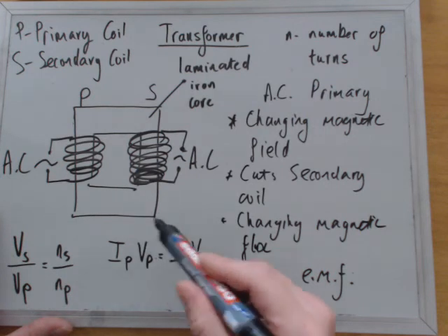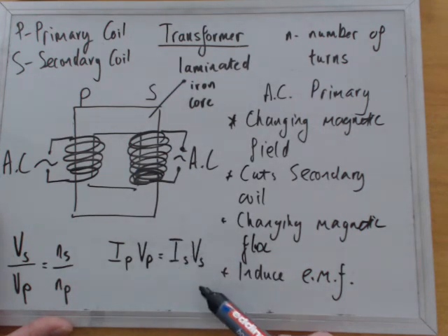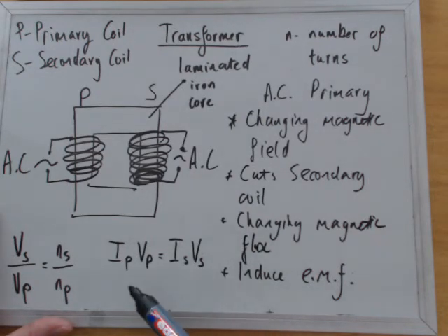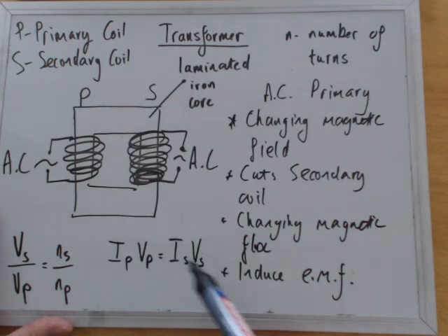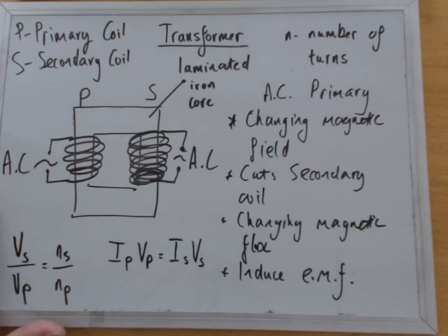Okay, this one here relates to a perfectly efficient transformer, and they are quite efficient. They're not 100% efficient, but there is a high efficiency, and you'll find the current in the primary coil times the voltage in the primary coil is equal to the current in the secondary coil times the voltage in the secondary coil. And maybe sometimes you get a multiplying factor there, it depends on what you put down, to show you that it is not 100% efficient. Okay, and that is how a transformer works.